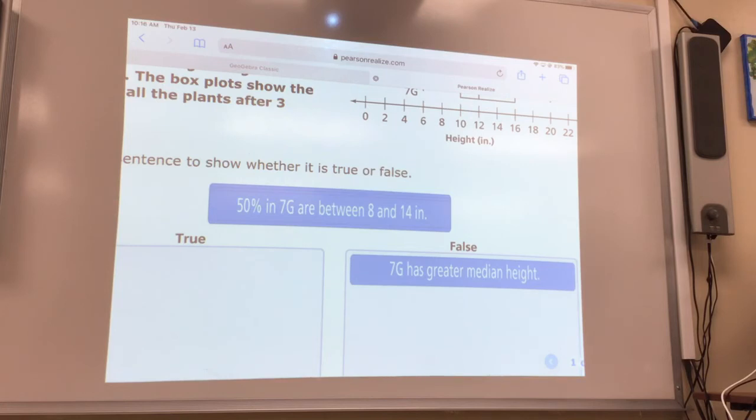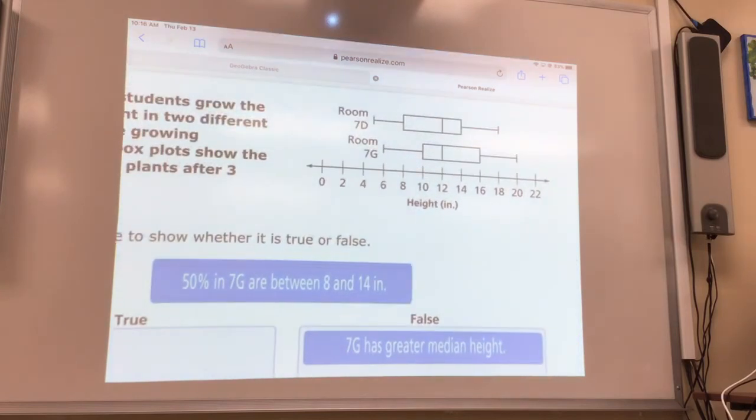I hope you can see everything up here. I'm trying to enlarge what you need to see as we go. Okay, next statement.